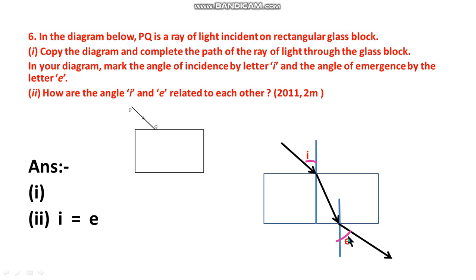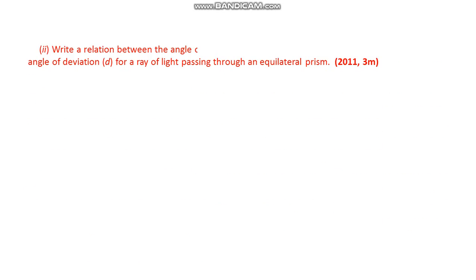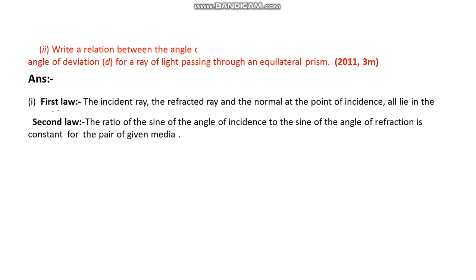So next, question number 7. State the laws of refraction of light. Next, in the same question, a sub question: write the relation between the angle of incidence, angle of emergence, angle of prism, and angle of deviation for a ray of light passing through an equilateral prism. First, laws of refraction of light. There are two laws.